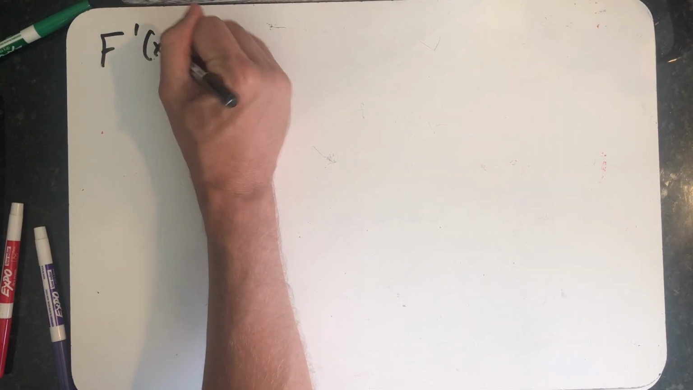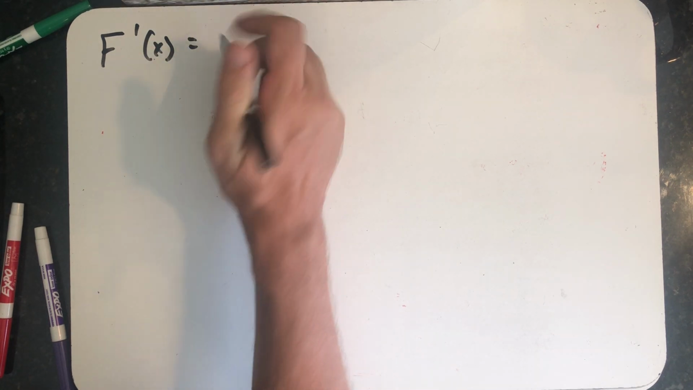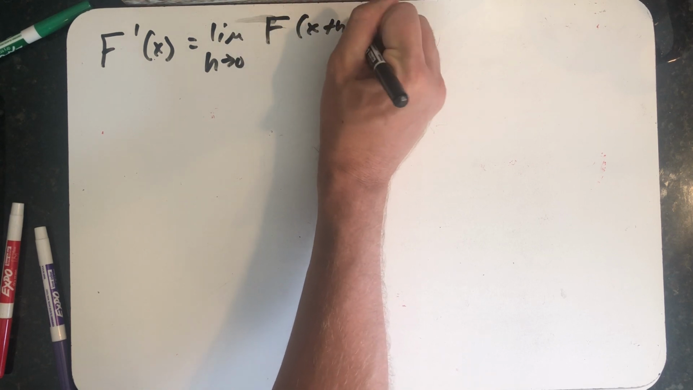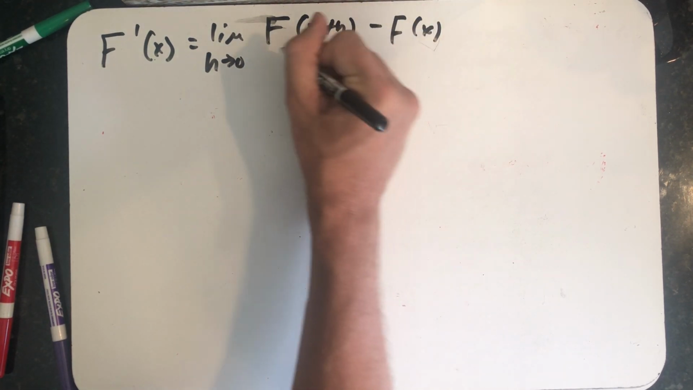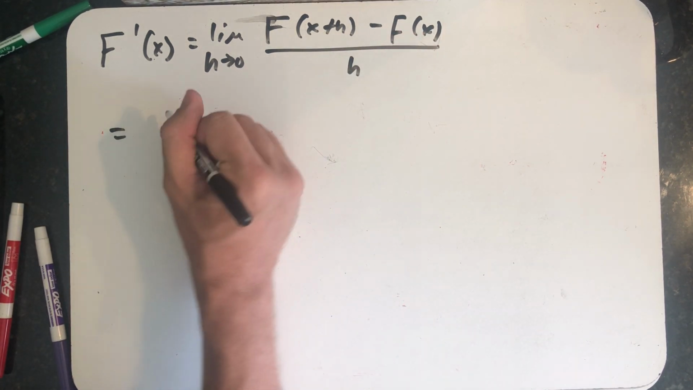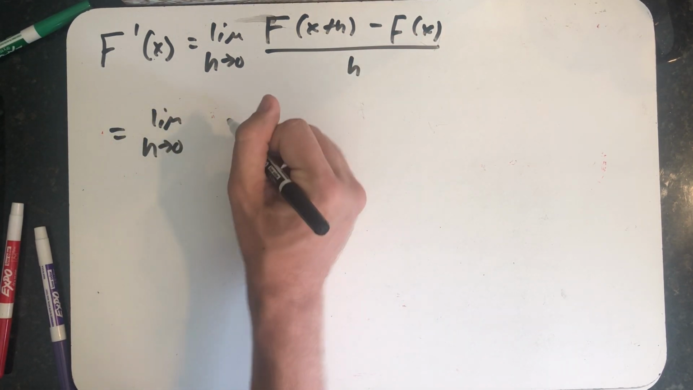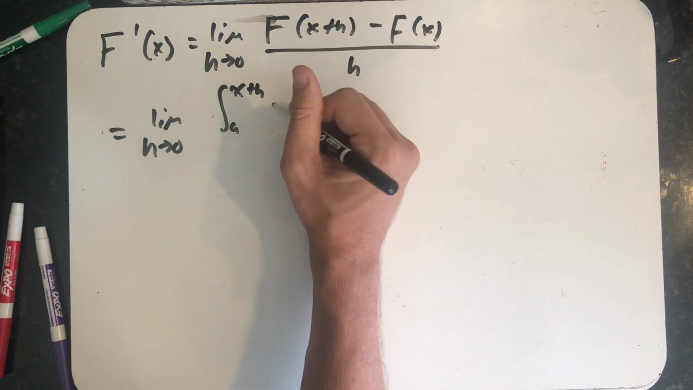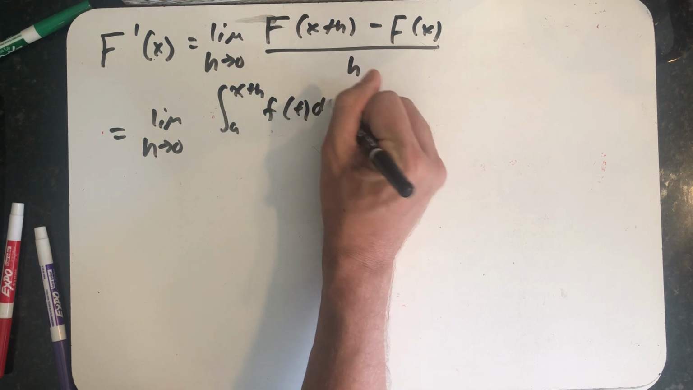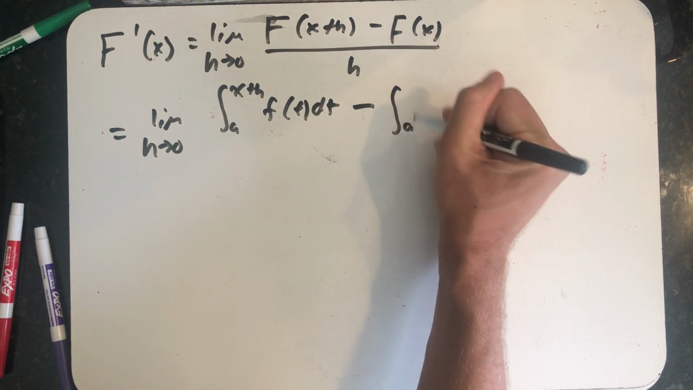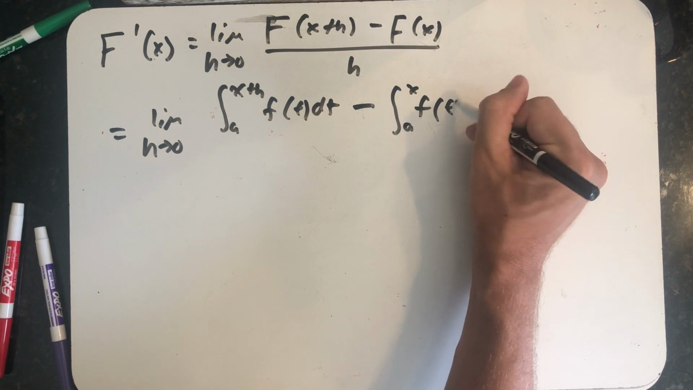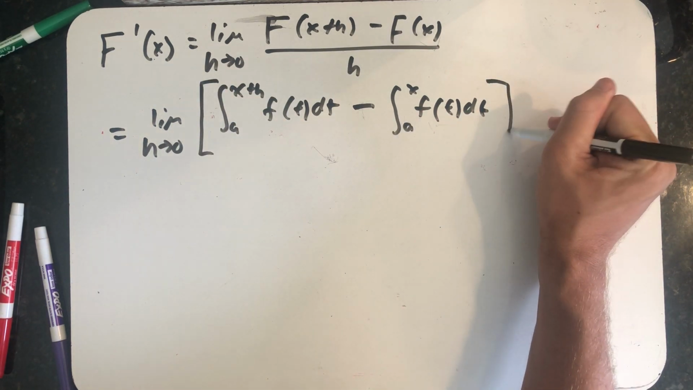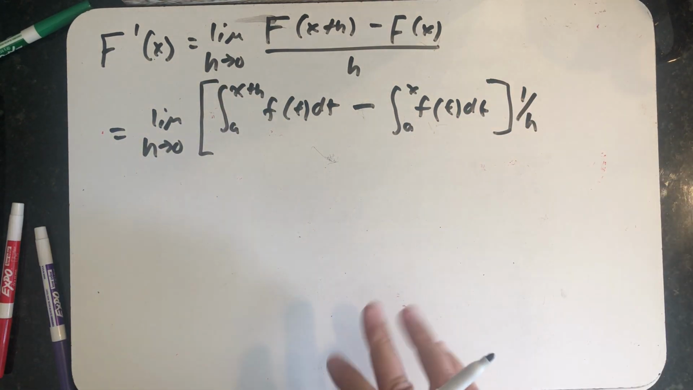So again, the derivative of big F is the limit as h approaches 0 of big F of x plus h minus big F of x all over h. So big F is a definite integral. Whatever goes in here becomes my top bound, little f of t dt. And I'm supposed to be dividing by h, but I think what I'm going to do instead is rewrite that as a multiplication by 1 over h.